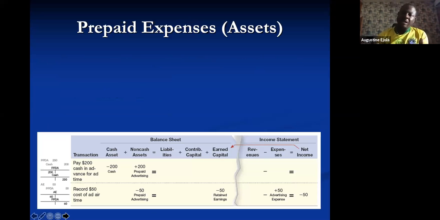And all you just need to understand in making this entry is to ask yourself the question: I have paid for a service or for whatever, have I enjoyed the benefit of that purchase? If I have not enjoyed the benefits, it means that it is prepaid. It means that your enjoyment of that benefit will come in the future. So you are going to recognize it as a prepayment, and at the time you are recognizing it in your book, it becomes an asset because you have not exhausted or consumed that benefit that you have paid for.